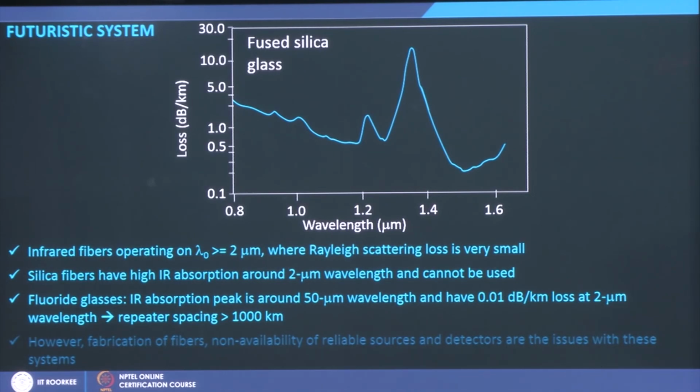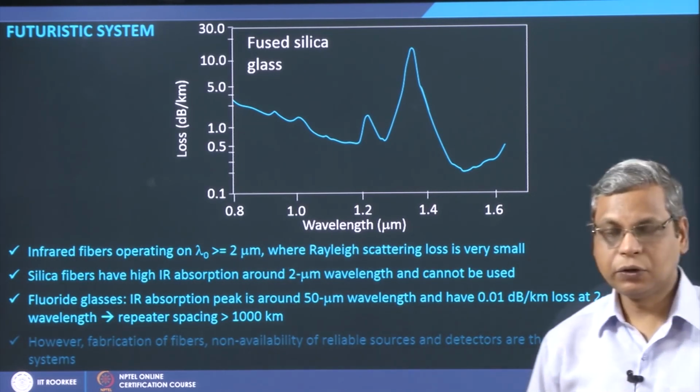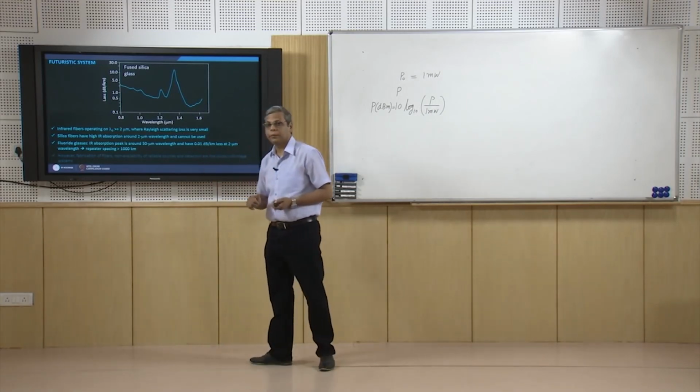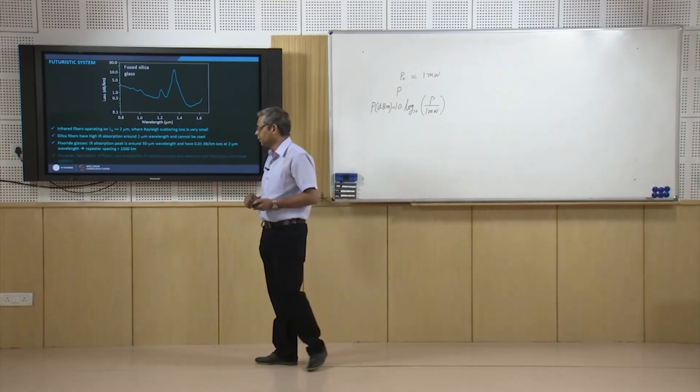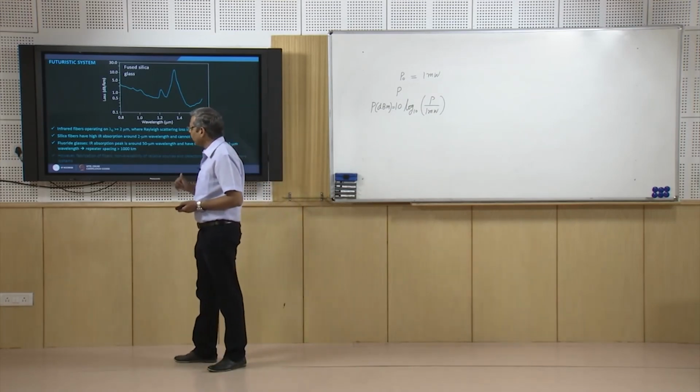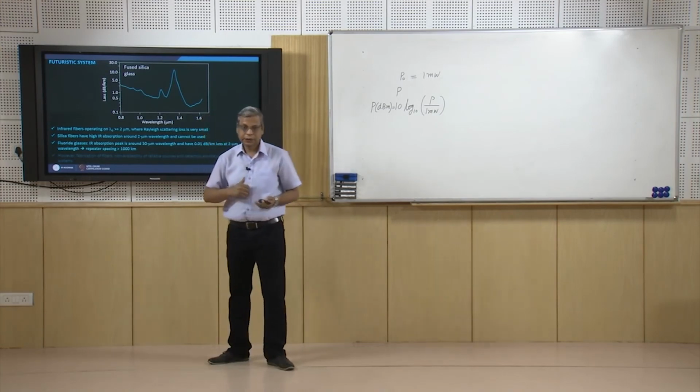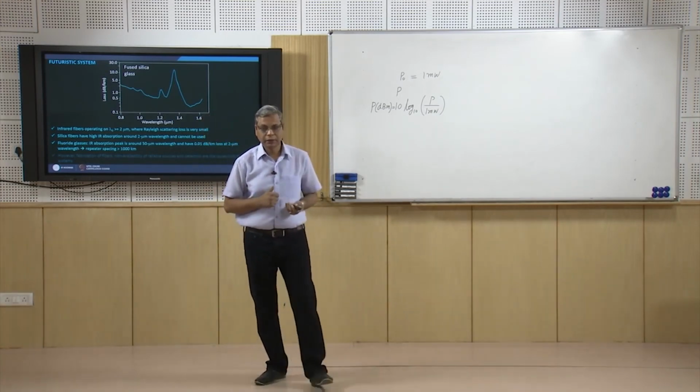So, you see, right now I have a loss of about 0.2 dB per kilometer, and I can bring it down to 0.01 dB per kilometer if I use fluoride glasses, which means I can have repeater spacings of more than 1000 kilometers, which is presently around 100 kilometers.